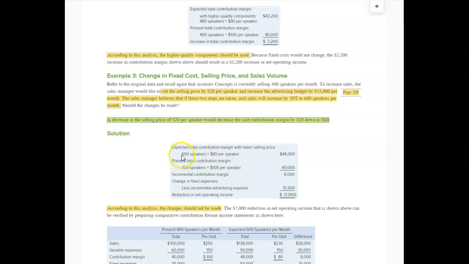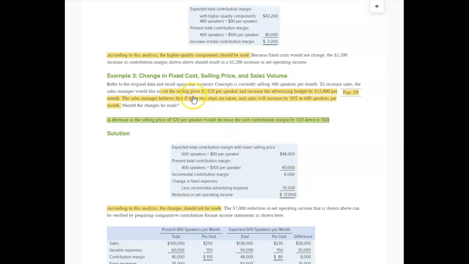We think we can sell 600 units times 80, that's the new contribution margin per unit, per speaker, $48,000. Our current contribution margin is $40,000. We've seen that number before. So our contribution margin would go up $8,000. That's the good part. Well, the not so good part, accounting-wise, is that we're going to spend $15,000 more in fixed expenses. That would cause us to reduce operating income by $7,000.